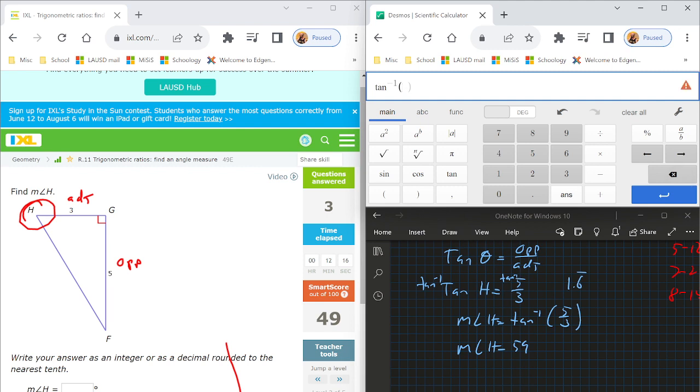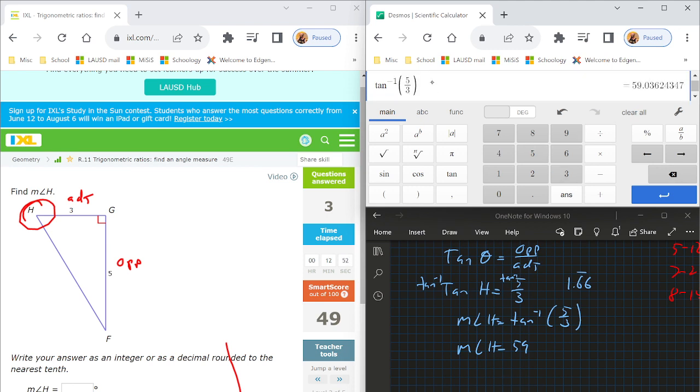I could go 1.7. Geez, that's 1.666 rounded up to 1.7. That would go to 60 degrees. That's a different answer. Now I put in 1.67. You can see there's the 59.8. I put in another 6, and it's going to get closer and closer and closer to what I had when I just had 5 divided by 3. So, got to be careful with that.